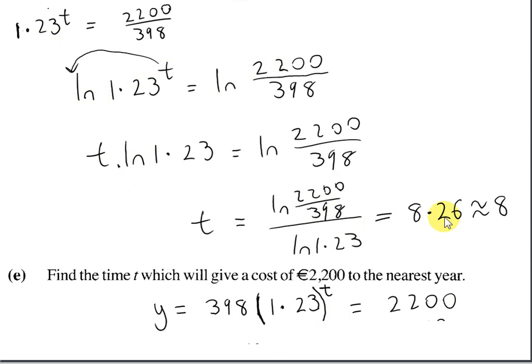Solving this to the nearest year, you get 8 years. So remember, this is the number of years after 2006. So if you want the exact year, you'd have to add 8 onto 2006. If you just want the value of t, 8 is the answer, but if you want the year, you get 2014.